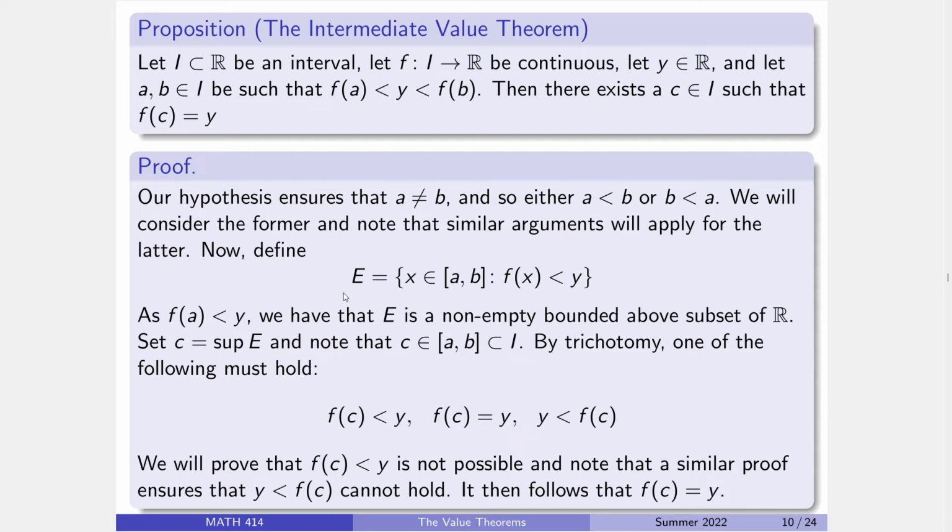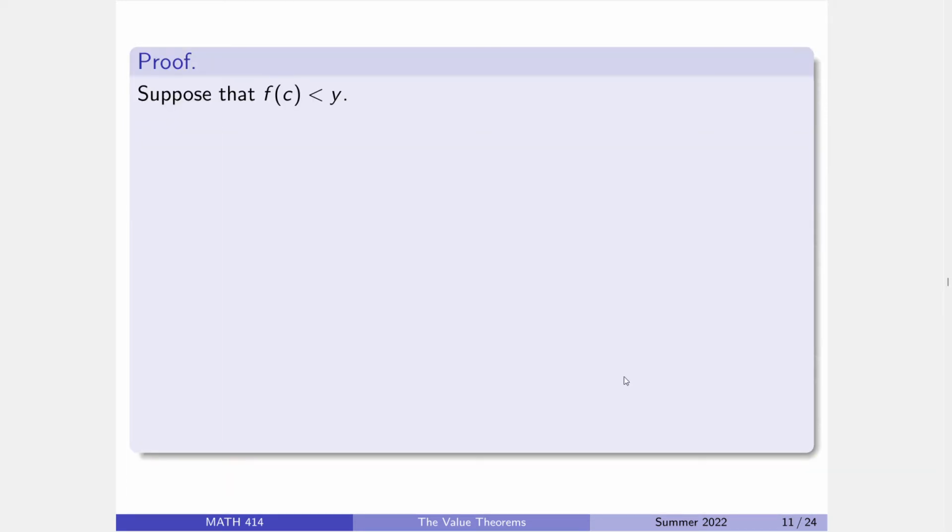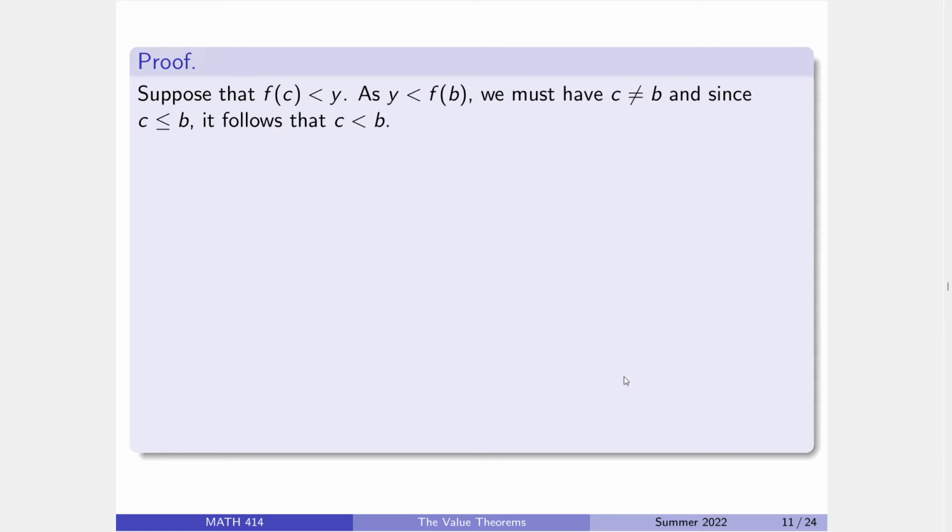Okay, so let's verify that f of c cannot exceed y. Okay, so suppose that was true. Now, note that f of b is bigger than y, so c and b have to be different. And c lives in the interval [a, b], so c is less than b. So that means c is strictly less than b. Right now, that seems like something completely pointless. But note that b minus c is strictly positive. Yeah, I wonder if we're going to use that.